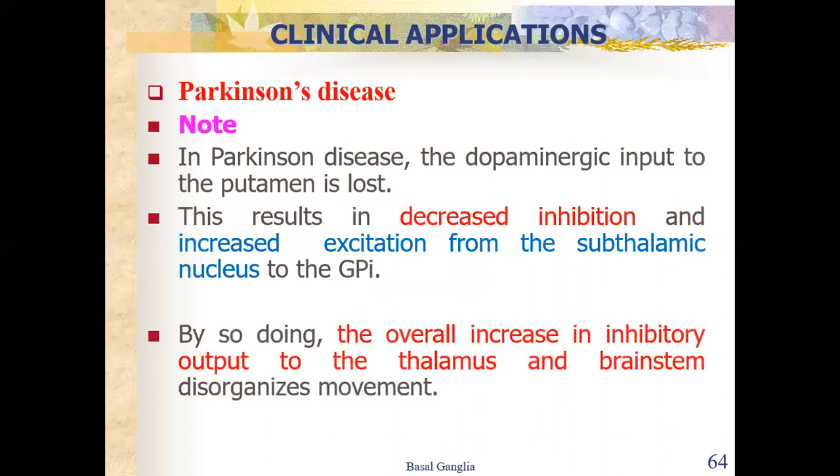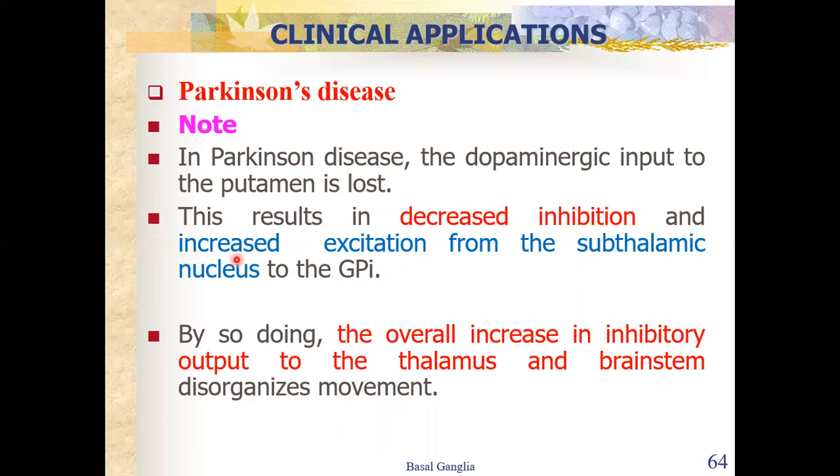So note that in Parkinson's disease, the dopaminergic input to the putamen is lost by way of the substantia nigra pars compacta. This results in decreased inhibition and increased excitation from the subthalamic nucleus. So there is decreased inhibition from the globus pallidus externa to the subthalamic nucleus, and increased excitation from the subthalamic nucleus to the globus pallidus interna. There's nothing to check the increased excitation, because the GPE has decreased inhibition as a result of loss of dopaminergic input to the putamen.